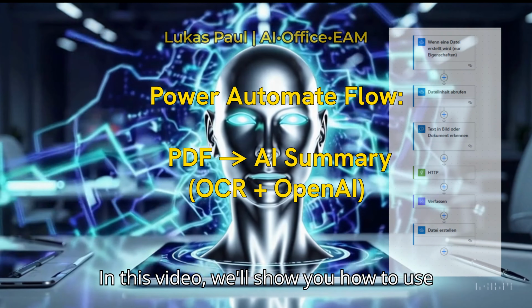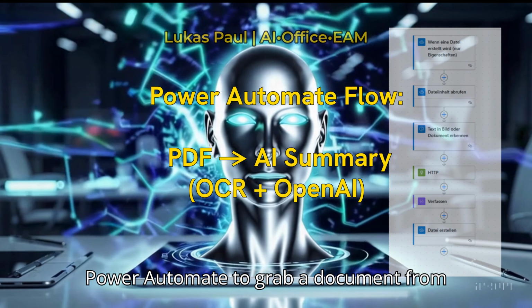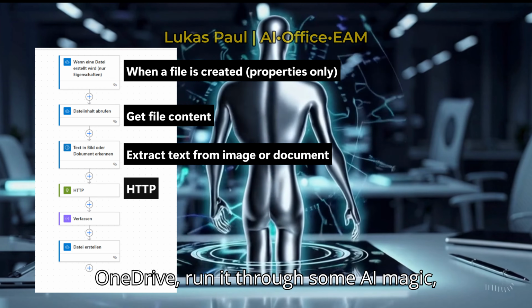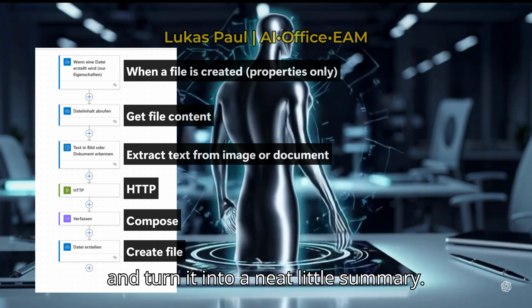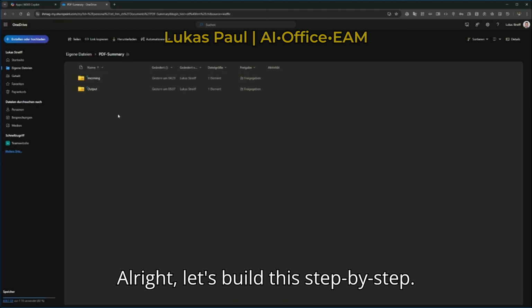In this video, we'll show you how to use Power Automate to grab a document from OneDrive, run it through some AI magic, and turn it into a neat little summary. All right, let's build this step by step.